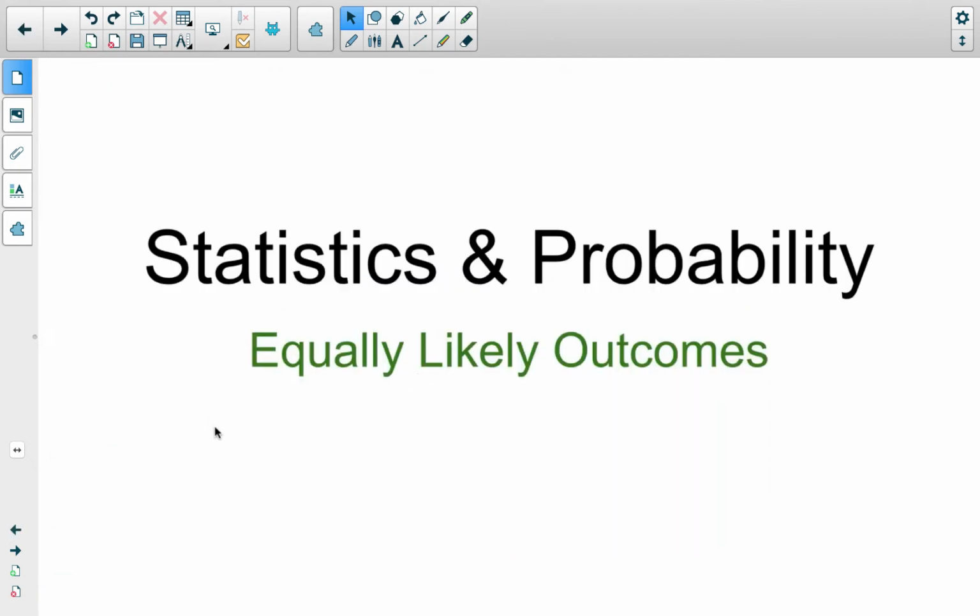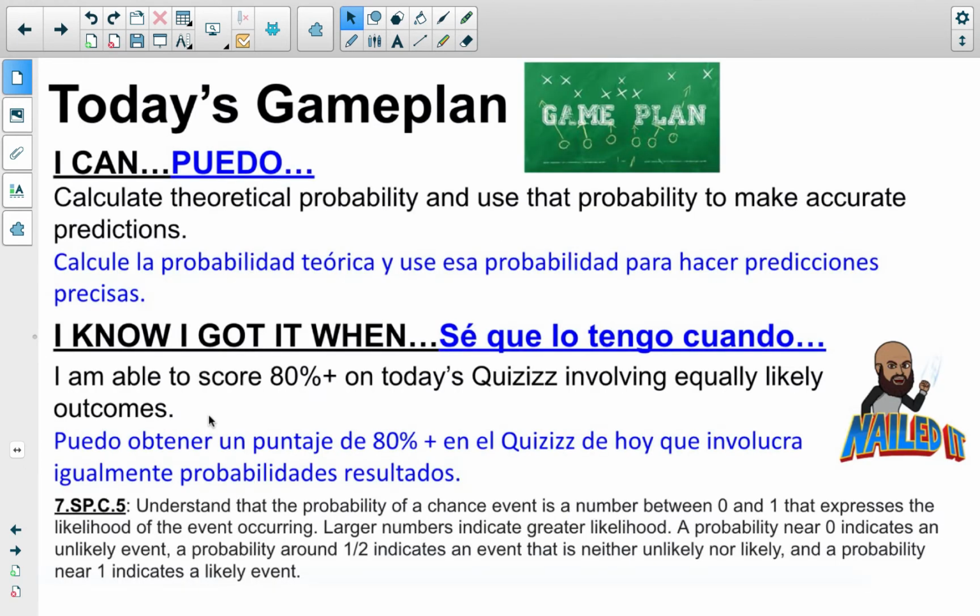Today we are dealing with what are called equally likely outcomes. Today, you can calculate theoretical probability and use that probability to make accurate predictions. You know you have this when you score 80% or higher on today's quizzes involving equally likely outcomes. Our standard is 7.SP.C.5, which is just our basic understanding of probability.